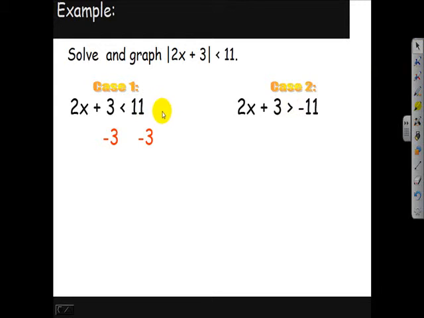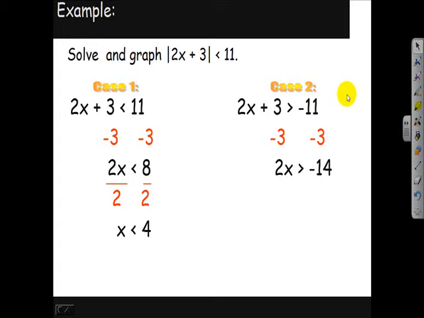So case 1, we're going to subtract 3 from both sides. 2x equals 8, and divide by 2, and x will be less than 4. I said equals, I should have said less than here. On case 2, subtract 3 from both sides. 2x is greater than negative 14. Divide by 2. X is greater than negative 7.